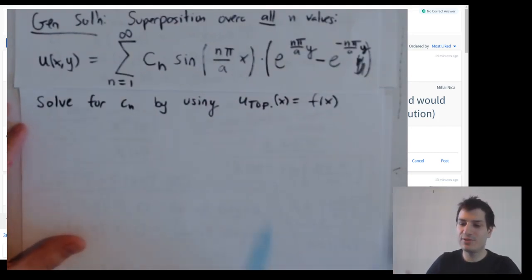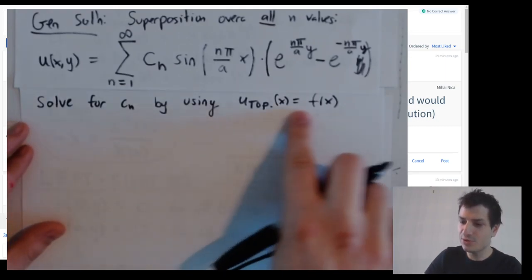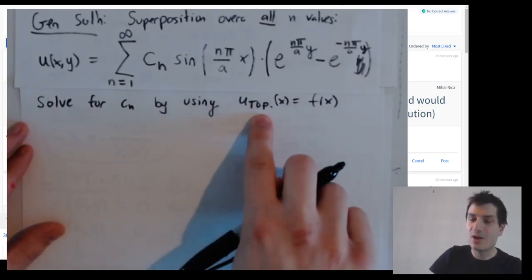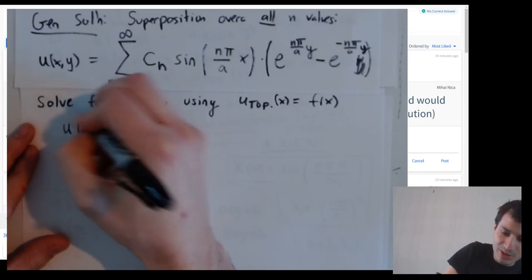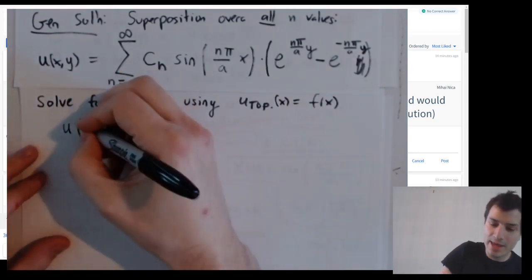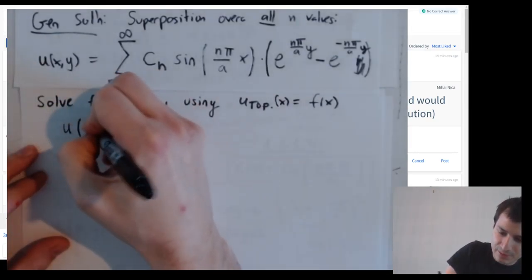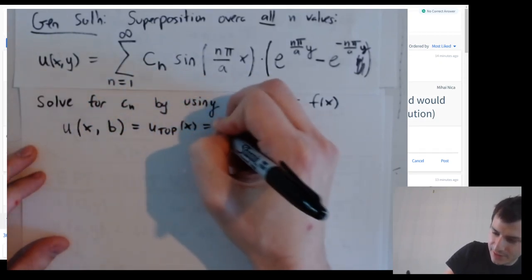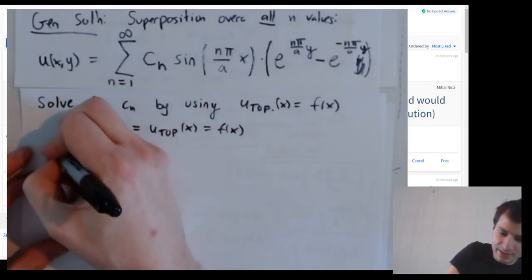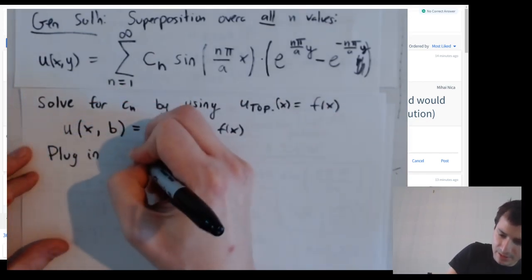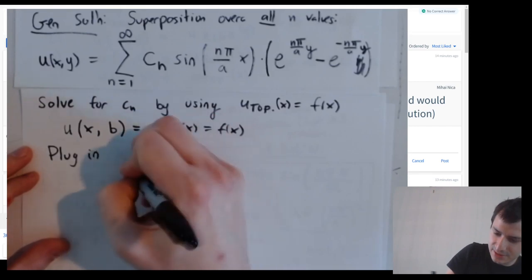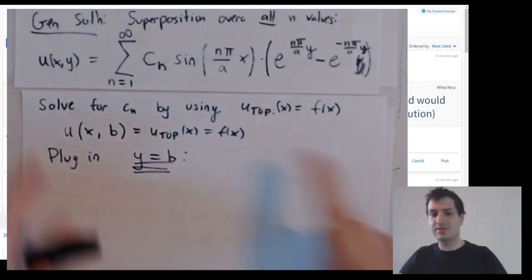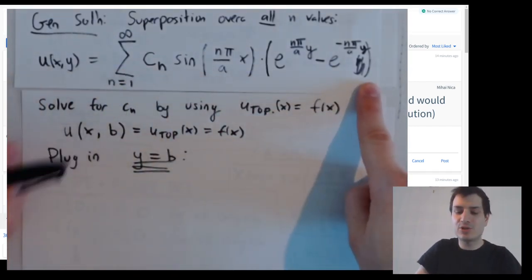Okay, so solve for the Cn's. So U top of x equals f of x. What is U top? U top is U at the top, where I have to plug in y equals b. So U of x, b is U top, which is f of x. So what I have to do is plug in y equals b. This is the secret sauce to this thing. So I'm just going to plug in y equals b into this equation.